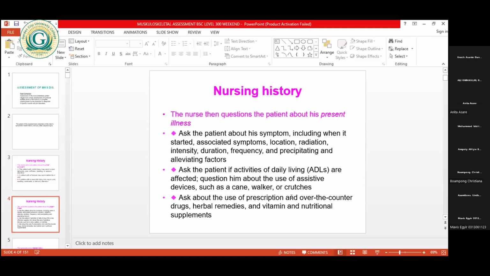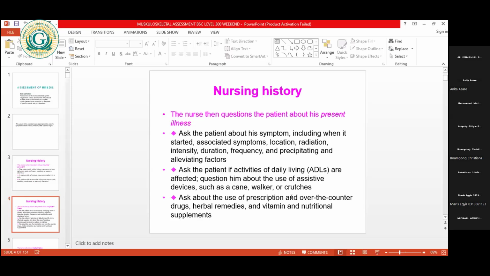Within 24 hours, how many times is the pain episode experienced? The patient will tell you, I experienced this pain twice, once in the morning and once when I'm about to retire to bed. Others will tell you that they experience this pain more often, about 10 times in a very short interval. So you need to ask about the frequency of pain occurring.